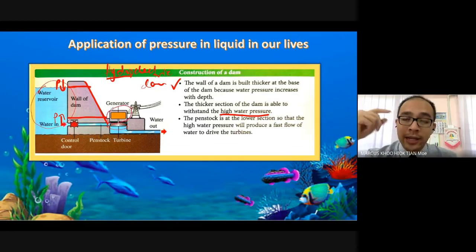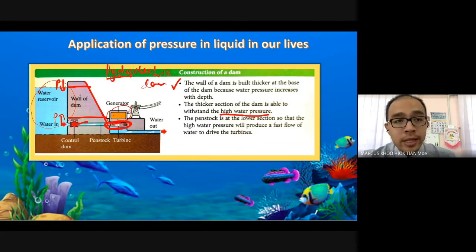How does it generate electricity? We will learn in a later chapter. I think chapter 4 or chapter 5. Okay, but what you need to know is that apa yang memusingkan this kipas is this high water pressure. The high water pressure will move the fan so that the fan, the turbine, can generate electricity. Okay, and this is one of the biggest uses of pressure in liquid. Okay, construction of a dam, and also how a hydroelectric dam can generate electricity.